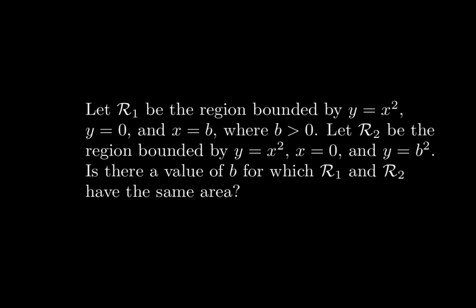Hello everyone. Let's take a look at our next problem. Let R1 be the region bounded by y equals x squared, y equals 0, and x equals b, where b is greater than 0. Let R2 be the region bounded by y equals x squared, x equals 0, and y equals b squared. Is there a value of b such that R1 and R2 have the same area?